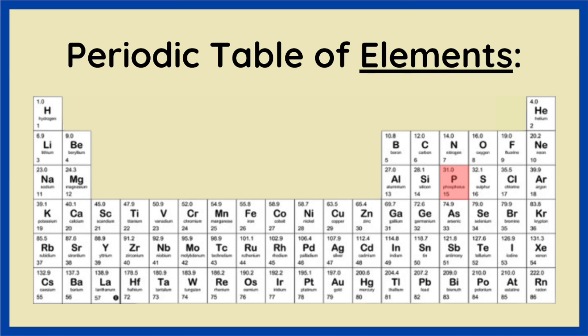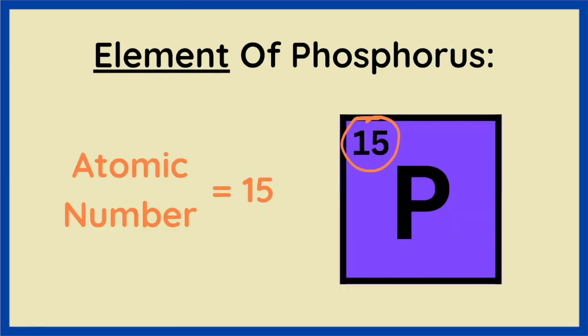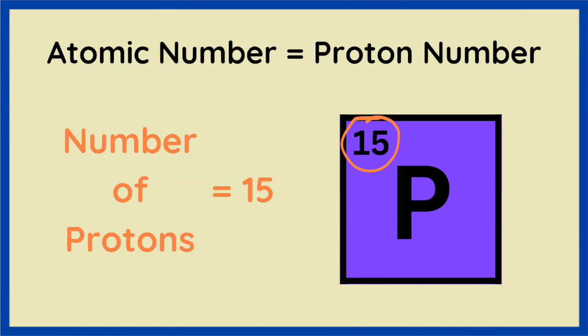Let's single in on the element of phosphorus. If we look at its elemental box, we see that phosphorus has a 15 in the corner. This means that phosphorus's atomic number is 15. And what's so important about this is that atomic number is synonymous with the number of protons. So by its very nature, phosphorus has 15 protons.